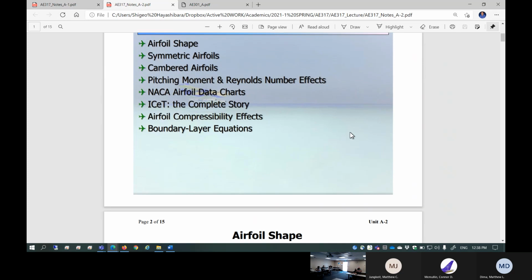Airfoil compressibility effects. In other words, the panel method is based on less than 0.3 Mach number. Density change is not counted. However, if you want to design an airplane which is capable of flying more than 0.3 Mach number, what would you do? You have to correct for compressibility. It's called the Prandtl-Glauert correction, compressibility factor correction. We are going to cover that here.